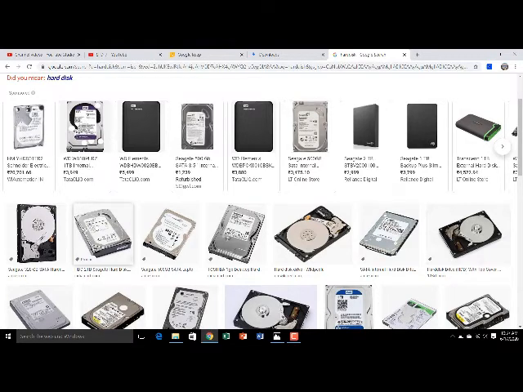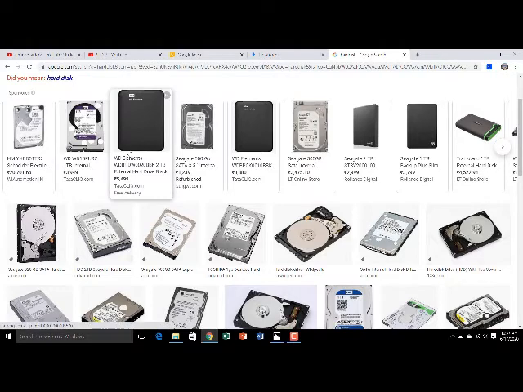An internal hard disk is attached inside your CPU or cabinet, and an external hard disk you can use from outside the computer or laptop. So basically these are the two internal storage devices.